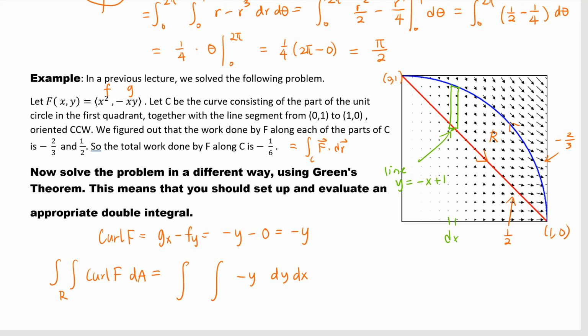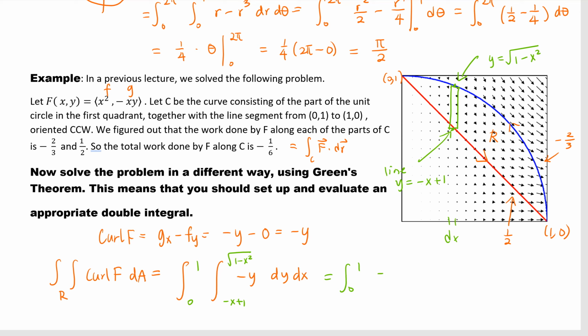So far, so good. How about the top? Well, the top is on the unit circle, so y is the square root of 1 minus x squared. So y is from minus x plus 1 to the square root of 1 minus x squared, and x is from 0 to 1. So far, so good, everybody. So this is the double integral.